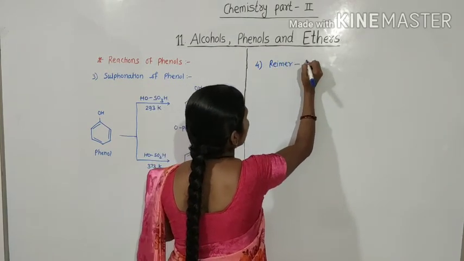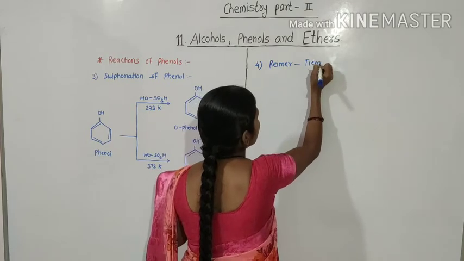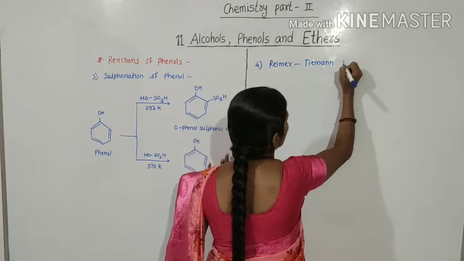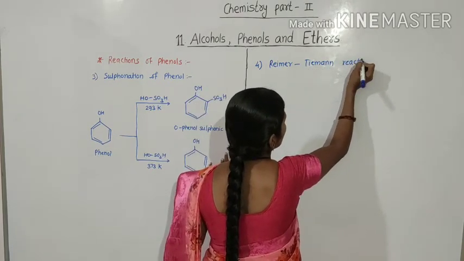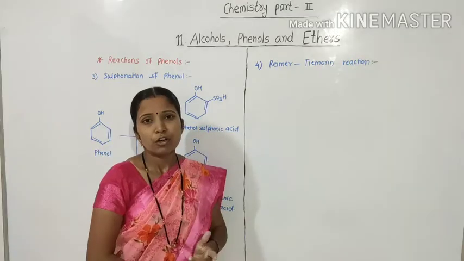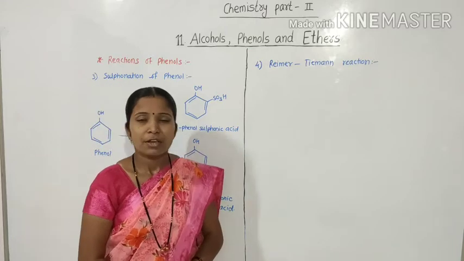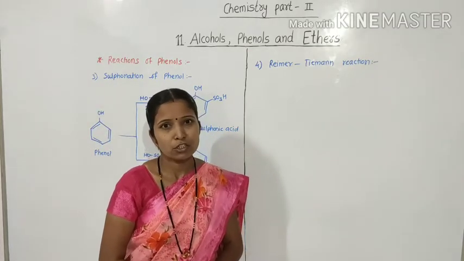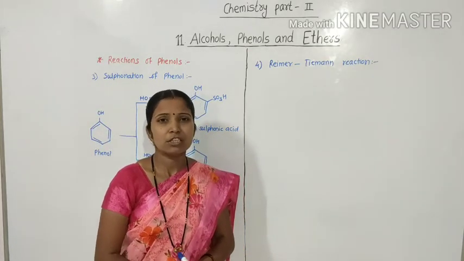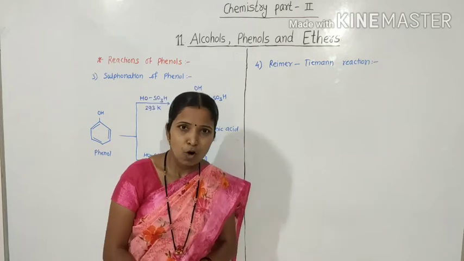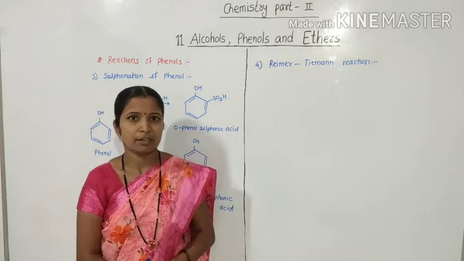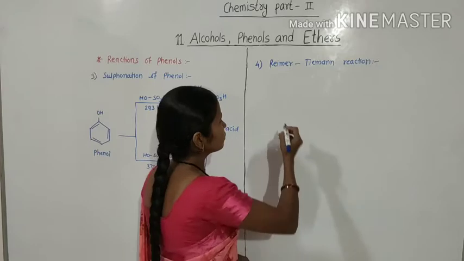R-E-I-M-E-R, Reimer-Tiemann reaction. So in this reaction, phenol is treated with chloroform in aqueous solution of NaOH followed by hydrolysis with acid to form salicylaldehyde. Let's see the reaction.